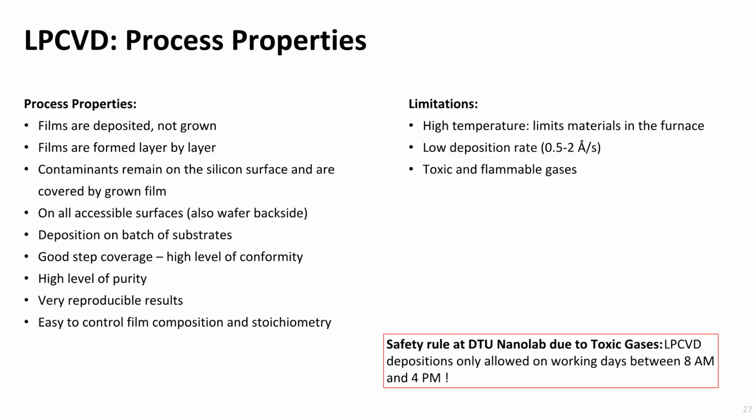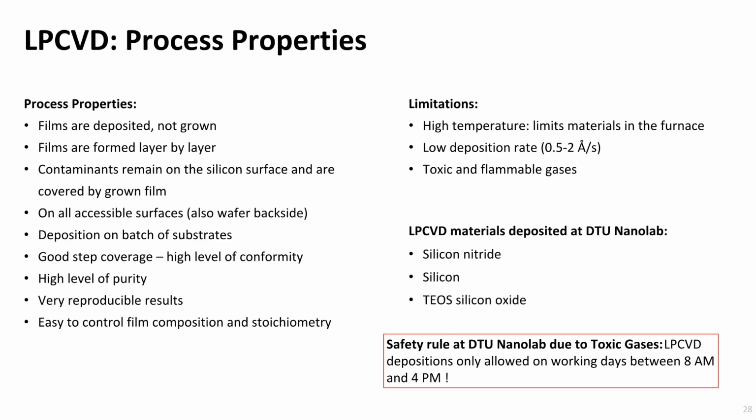For that matter, LPCVD furnaces at DTU Nanolab can only be used within working hours, Monday to Friday from 8 a.m. to 4 p.m. Furthermore, LPCVD processes also have a low deposition rate of 0.5 to 2 angstrom per second. At DTU Nanolab, three materials can be deposited using LPCVD furnaces: silicon nitride, silicon, and silicon oxide, which are frequently used for various applications. In the following slides, the deposition of each material and its properties will be explained in more detail.